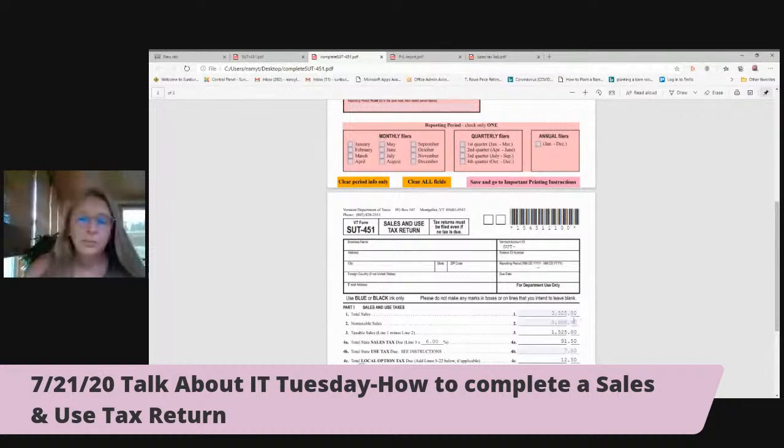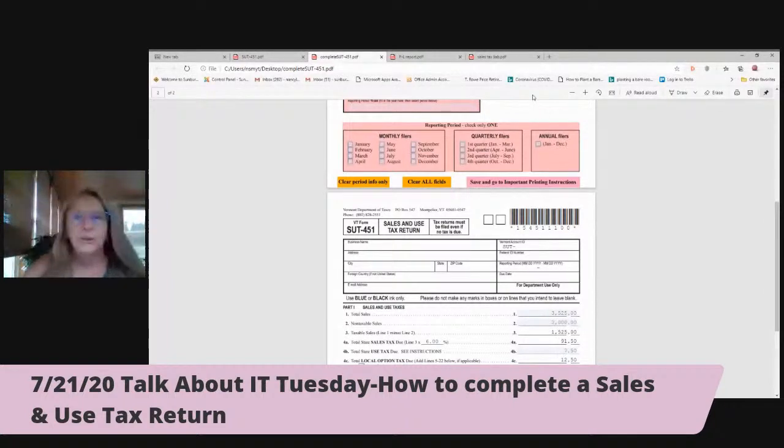Then you do some simple math. You take your total sales minus your non-taxable sales, and that gives you $1,525 in taxable sales. And sales tax on that at 6% is $91.50.